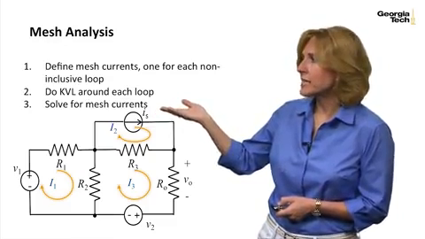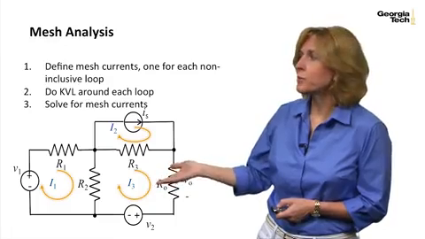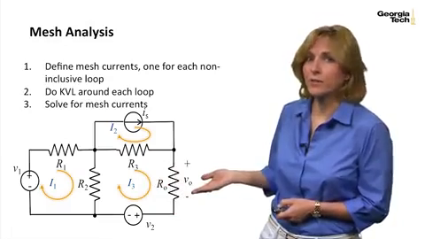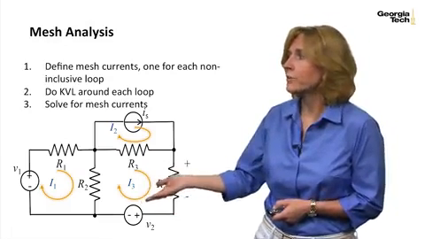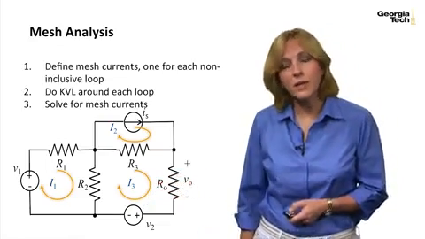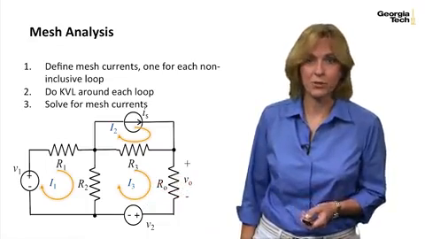In this particular case, the only unknowns in my equation should be these mesh currents. So even if I have another variable floating around in there, I ignore that variable for the time being. I try to write my equations only in terms of those mesh currents. Now let's take a look at coming up with the equations for this particular circuit.